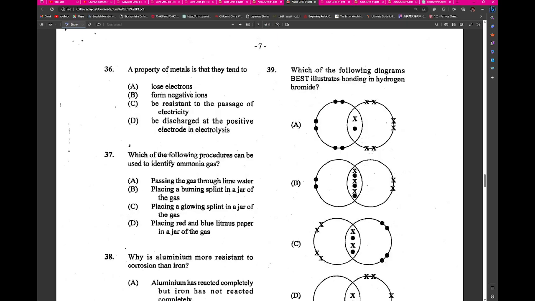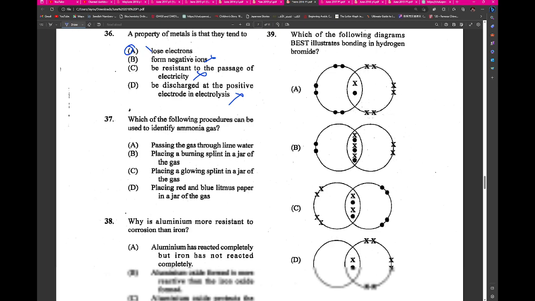A property of metals is that they tend to be discharged at the positive electrode, lose electrons. Metals tend to lose electrons, that's true. Form negative ions, that's not true. Be resistant, that's not true. Discharge at the positive electrode, that won't be true. I think it would be lose electrons.